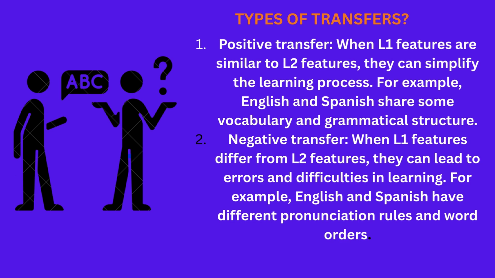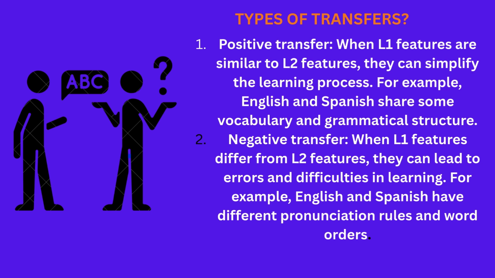We have two different types of transfers. We have positive transfer and negative transfer. Positive transfer, when L1 features are similar to L2 features, they can simplify the learning process. For example, English and Spanish share some vocabulary and grammatical structure. Let's say when we see a word like family, that is really similar to Spanish, which means familia.